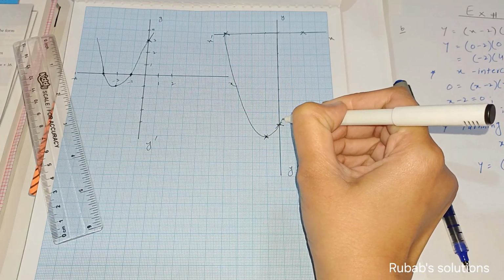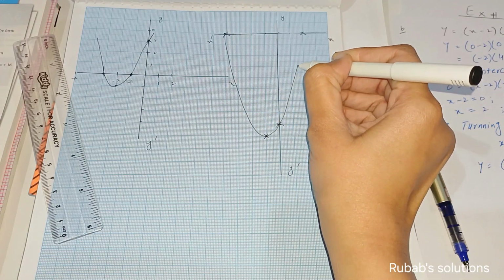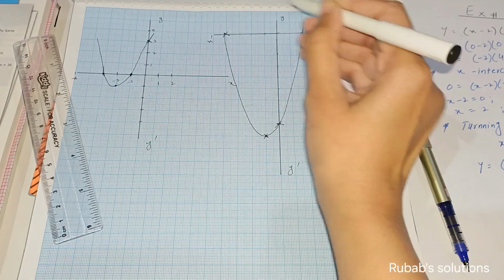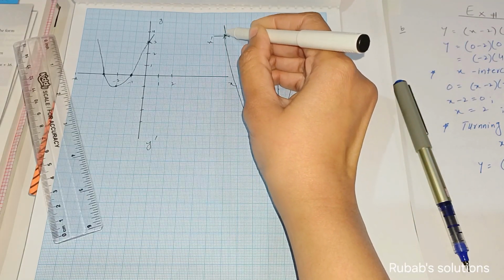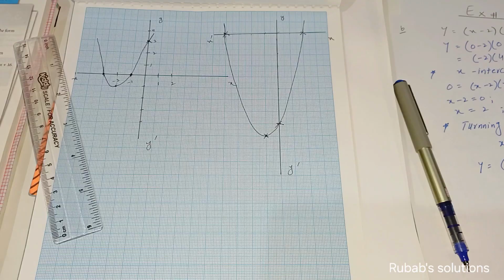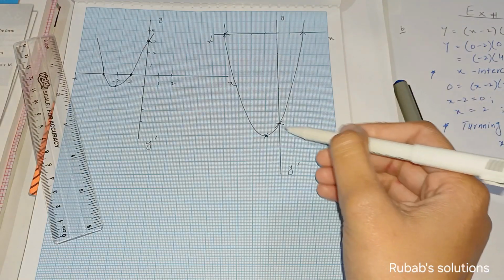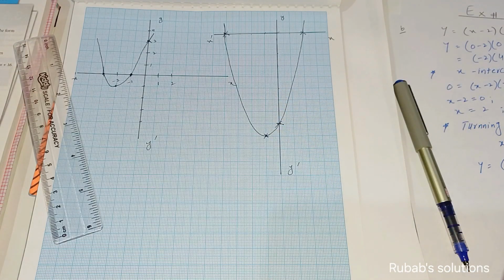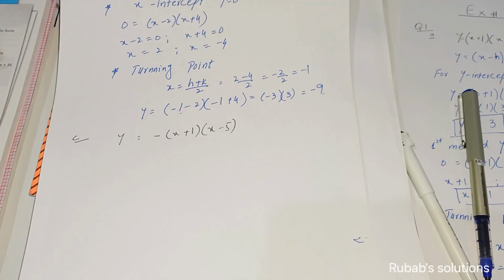This is my y-intercept and it will come and join over here. So this is how we will sketch all our graphs. From here I can draw the line of symmetry. It's too easy to sketch the graph.